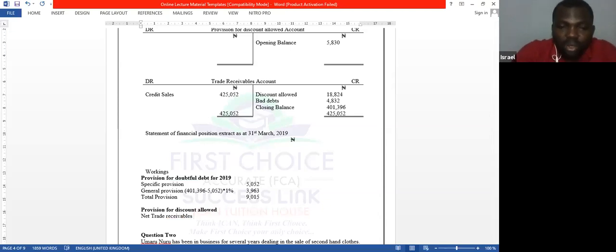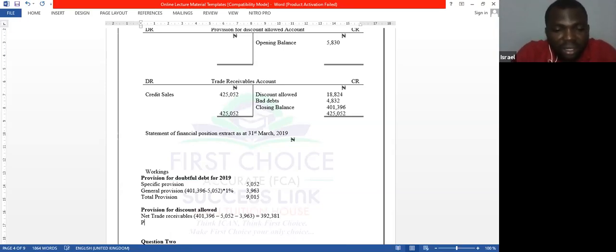Now, the figure that we are going to need here is this. I explained earlier, but let us use figures to explain now so that it will be clearer. It will be 401,396, which is your closing balance, minus your specific provision, which is 5,052, minus your general provision, which is 3,963. So let's press the calculator. The addition of those two will give us 9,015, and that will give us 392,381.